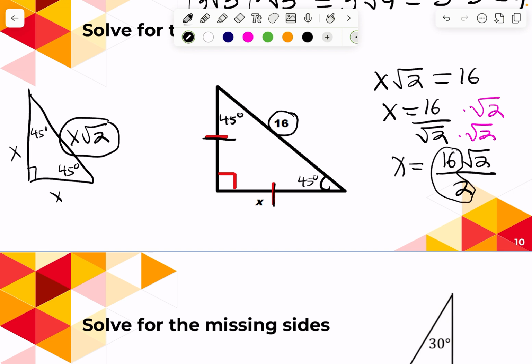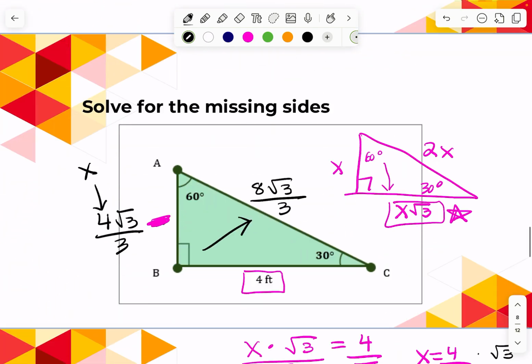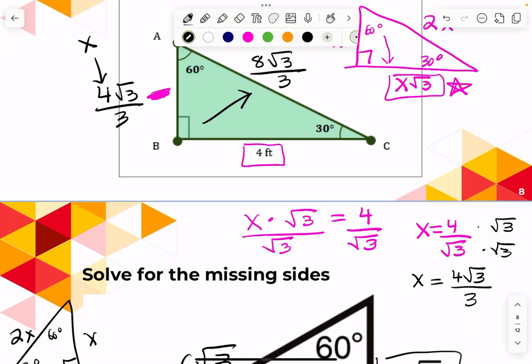And then 16 divided by 2 is 8. So this is 8 root 2. And this is 8 root 2. And we are done. So this is pretty similar to this problem that we did over here with the rationalizing.